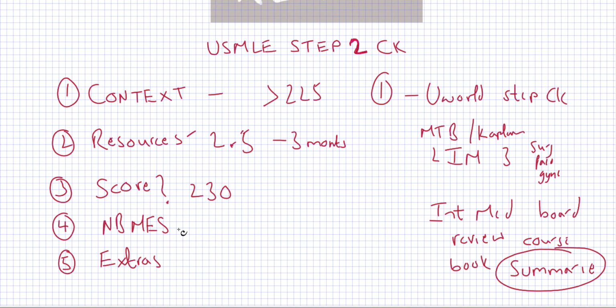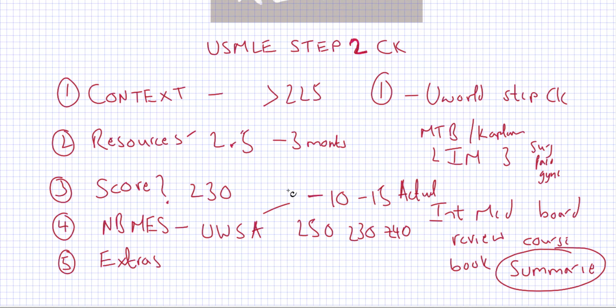The best predictor out there, if any, is the UWorld Self-Assessment Exam for your Step 2 CK. I'd say if you're scoring a 250 on your UWSA, in your actual exam you would be somewhere in between a 230 and a 240, right? So your UWSA score minus 10 to 15 points would be your actual score. So that was something very quickly on your NBMEs.